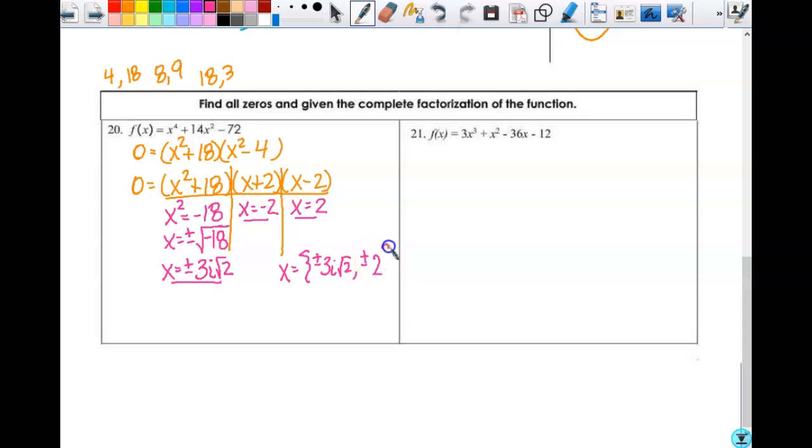Okay, so there are my zeros, but then I need that complete factorization. So that means that I have f of x equals x minus 3i square root of 2, x plus 3i square root of 2, then x plus 2, and x minus 2.